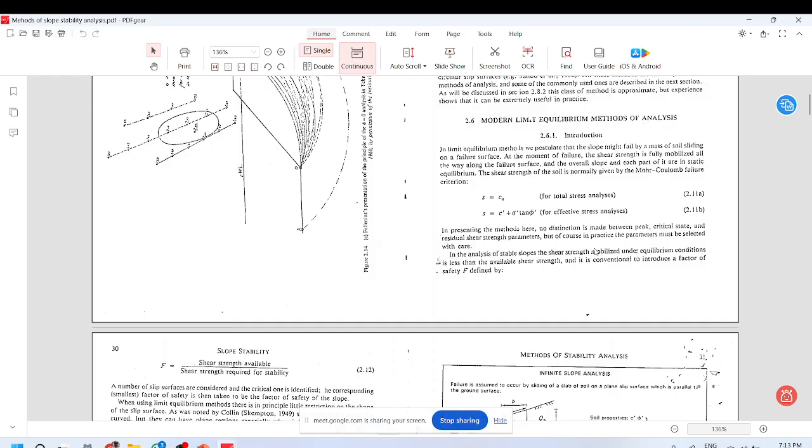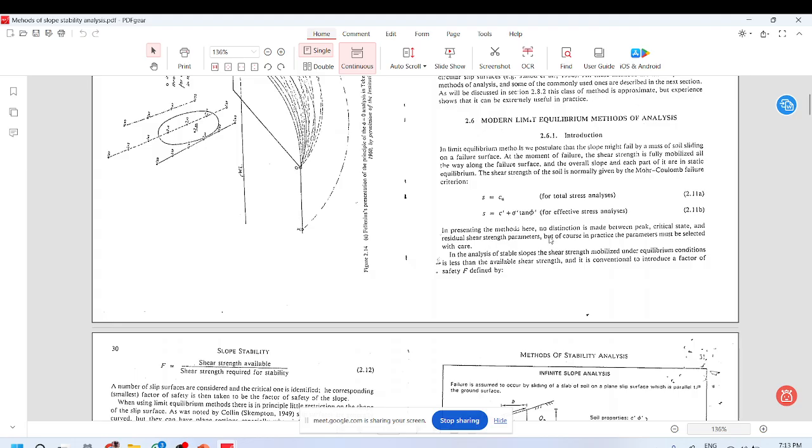Okay, so as I said, these methods are called limit equilibrium methods, in which we postulate that the slope might fail by a mass of soil sliding on a failure surface. At the moment of failure, the shear strength is fully mobilized all the way along the failure surface, and the overall slope and each part of it are in static equilibrium. The shear strength is normally given by the Mohr-Coulomb criteria. For total stress analysis, we take Cu, and for effective stress analysis, c' plus sigma' tan phi'.